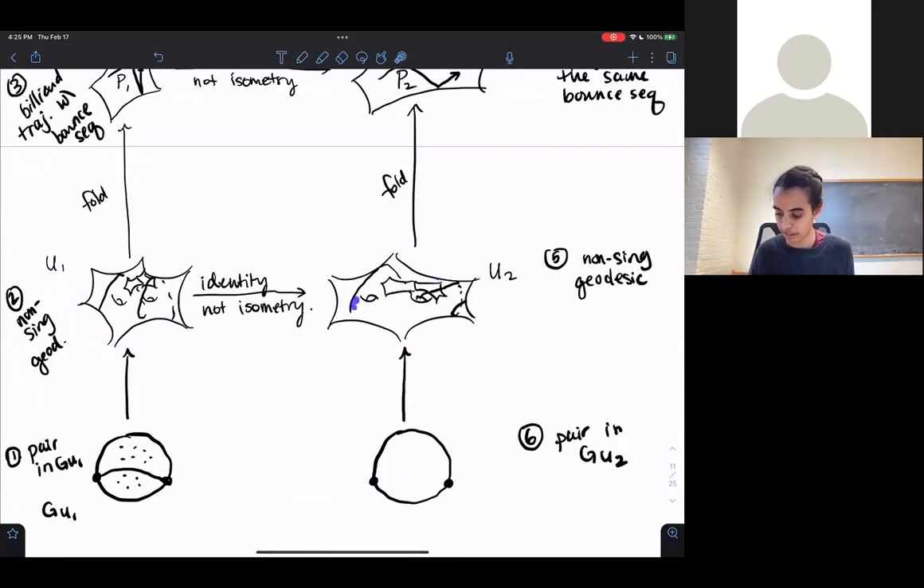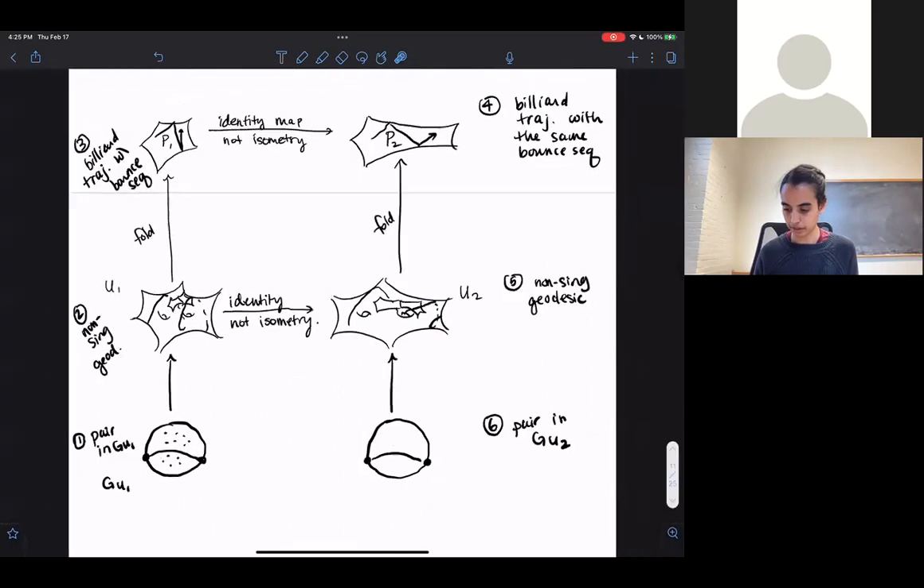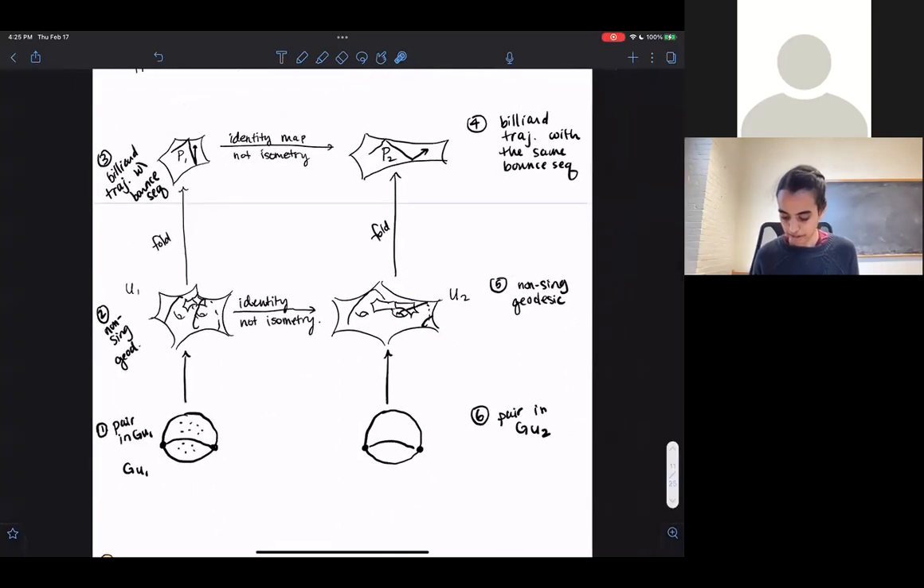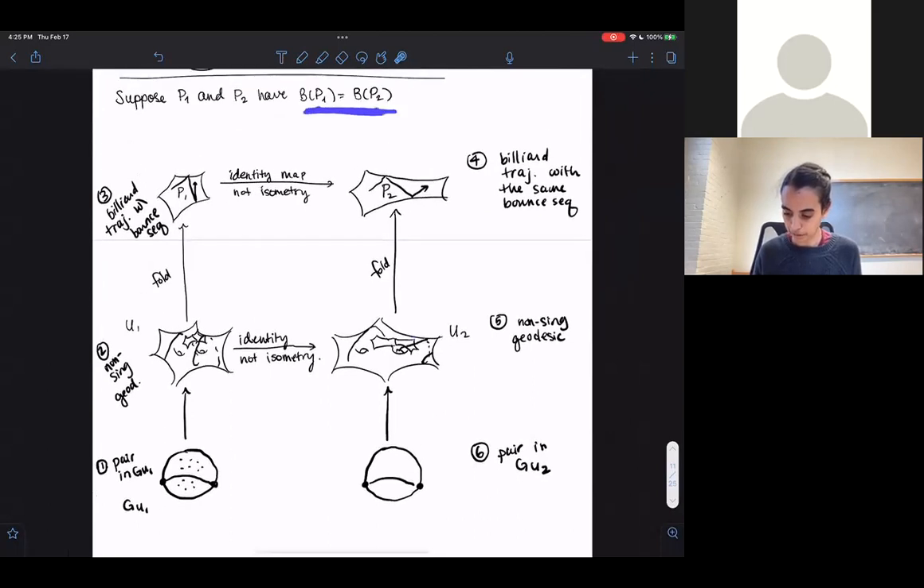So I lift this non-singular geodesic here to a geodesic here. And I get a pair of points at infinity here that bounds a non-singular geodesic. So I get a pair in GU2. So what am I seeing here from this whole diagram chase? I see that if BP1 equals BP2, then GU1 equals GU2.